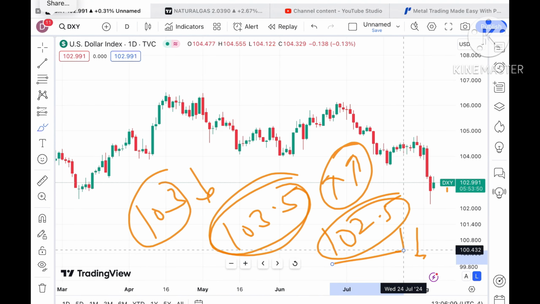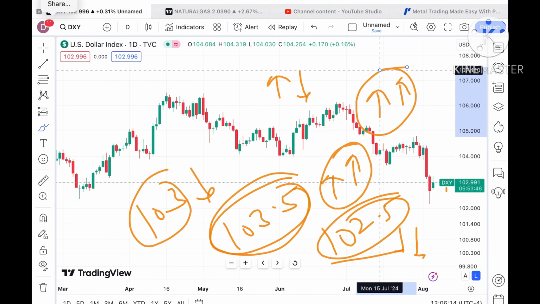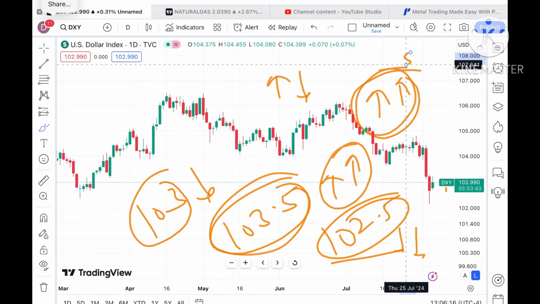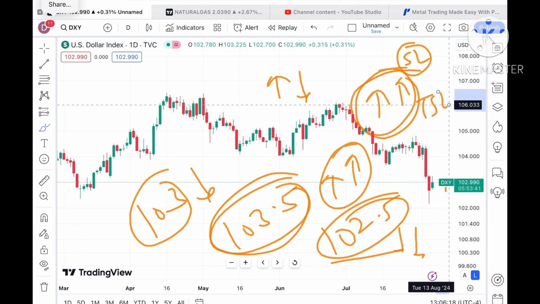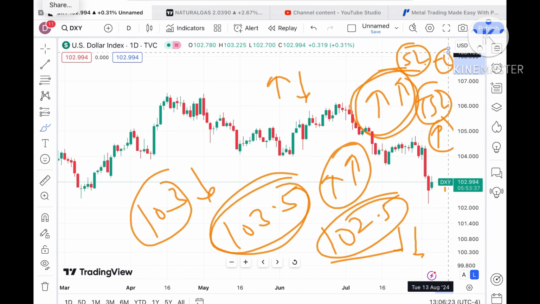So you have to keep it in mind, they are inversely related, but sometimes what happens, they both move in one direction. So in this case you have to put your SL and trail your SL, so your profit will also be saved and your capital will also be saved. This is what you have to do.